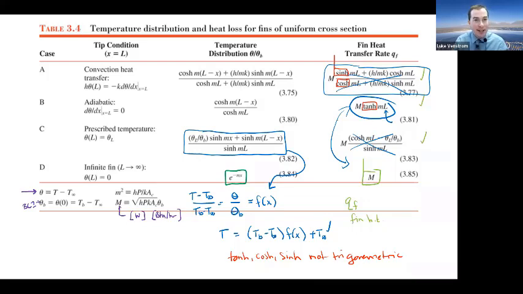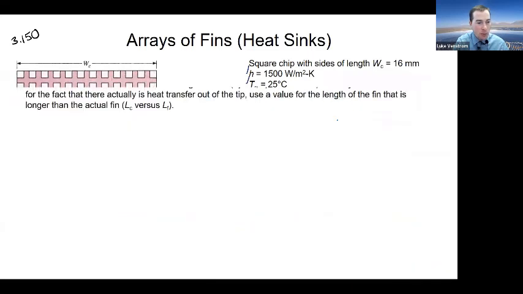The way that we're going to get out of this is we'll say, okay, yeah, we know the tip's not actually adiabatic. So the way we'll get out of it is we'll define a new fin length, and we'll make the fin to be just a little bit longer than it really is, in order to account for this missing heat transfer at the tip that we neglected with the adiabatic tip case, right? And we'll get that in what's called a fin efficiency.